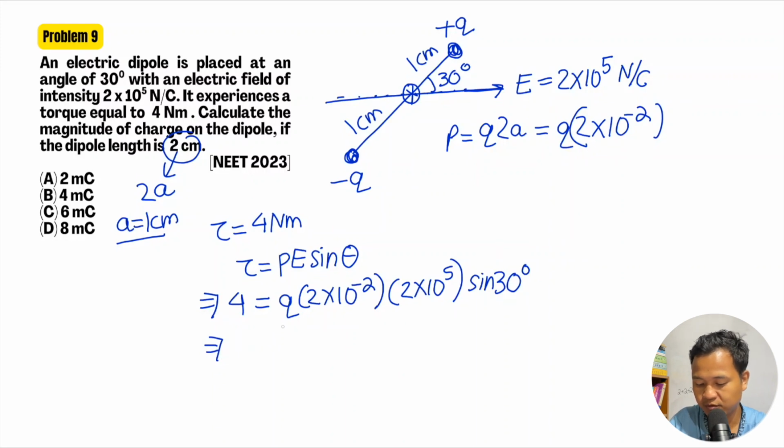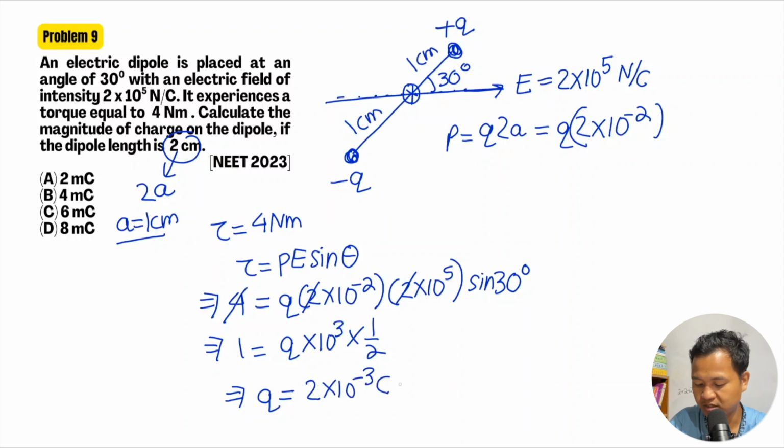So Q, try to solve it. So 4 to 2, right? So is that I equals Q into 10 power 3 into sin 30, which is 1 by 2. So Q will be equivalent to 2 into 10 power minus 3 coulomb, that is 2 millicoulomb. Okay, option number 1. Simple question. Okay.